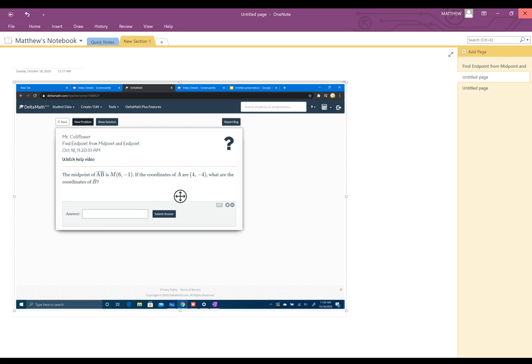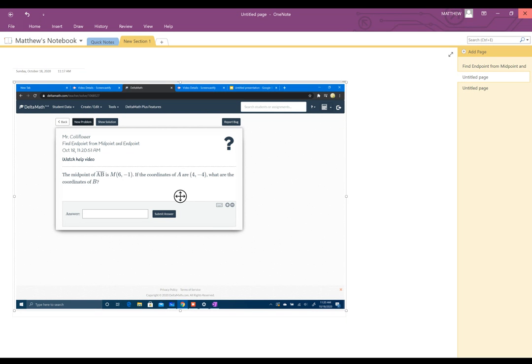In this problem, I'm going to find the endpoint when I'm given the midpoint and the other endpoint. So it says the midpoint of line segment AB is (6, -1). And if the coordinates of A are (4, -4), what are the coordinates of B?